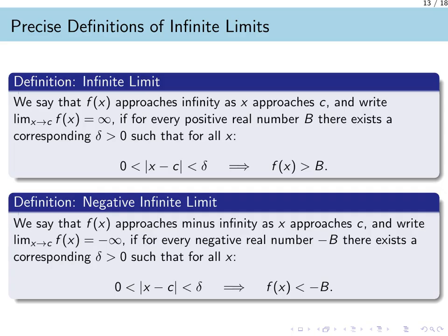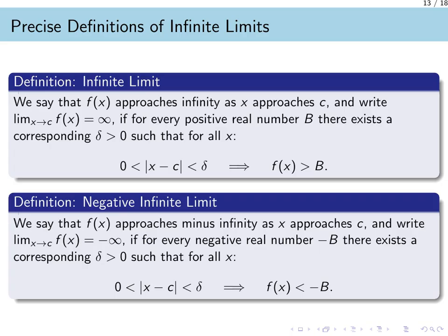You can name any large positive number, which we call b. My task is to find a corresponding small distance, which we call delta, around the input value c. If for every x within that tiny delta neighborhood of c, the function's value f of x is guaranteed to be greater than your b, then the limit is infinity.